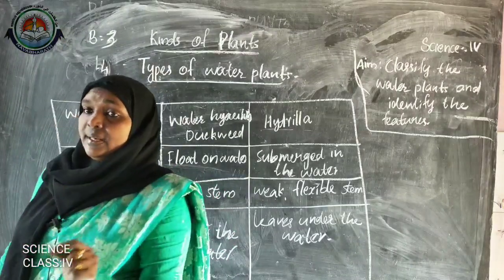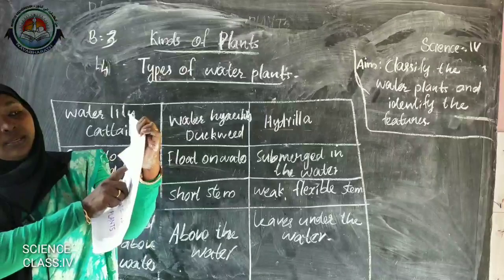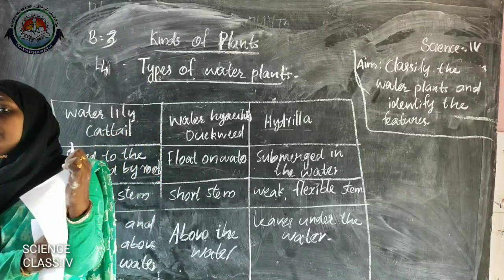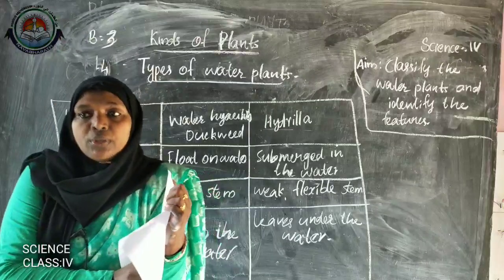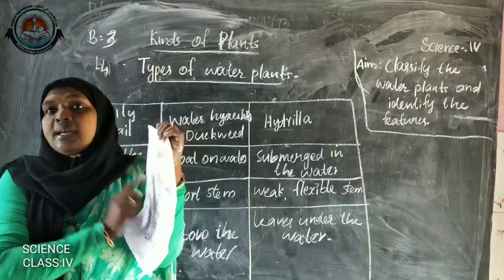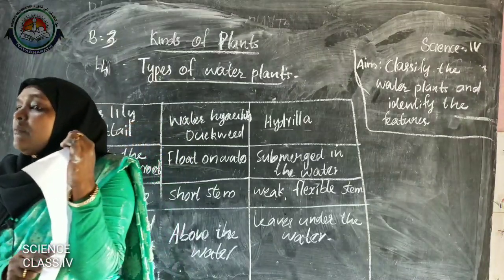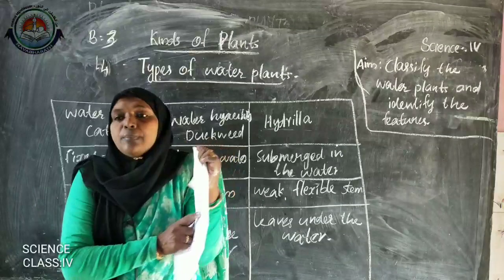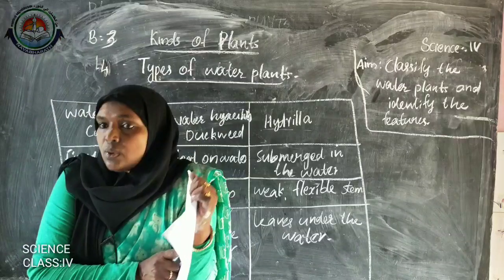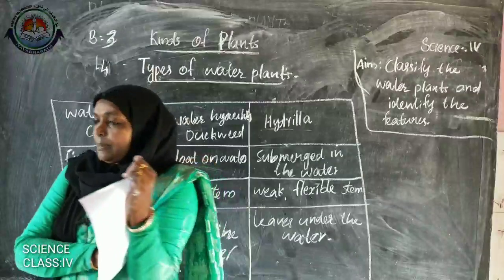How are duckweed and water hyacinth similar? Both float on water and have small roots. That's also not fixed to the ground. So this type of plants is called floating water plants.